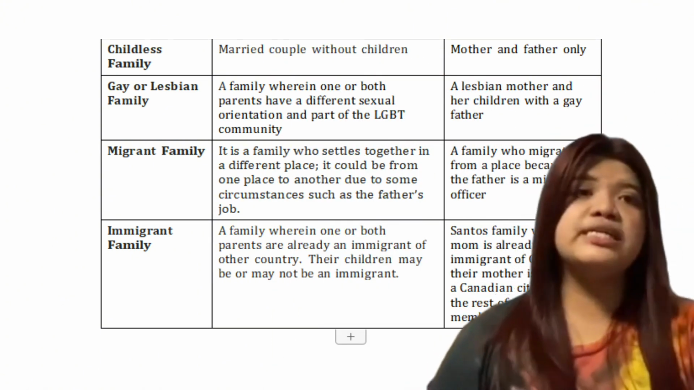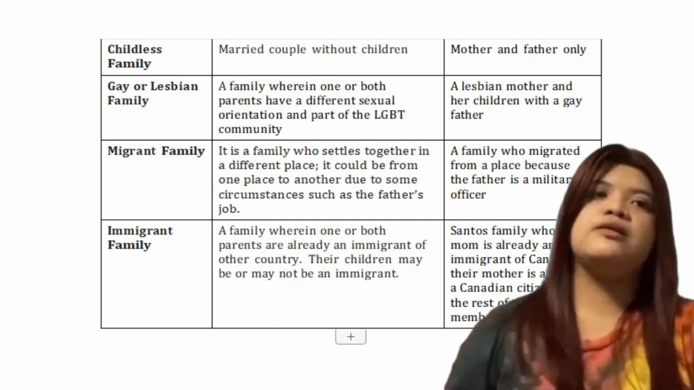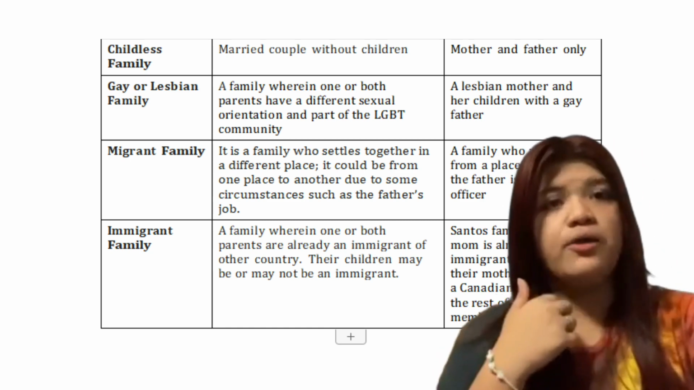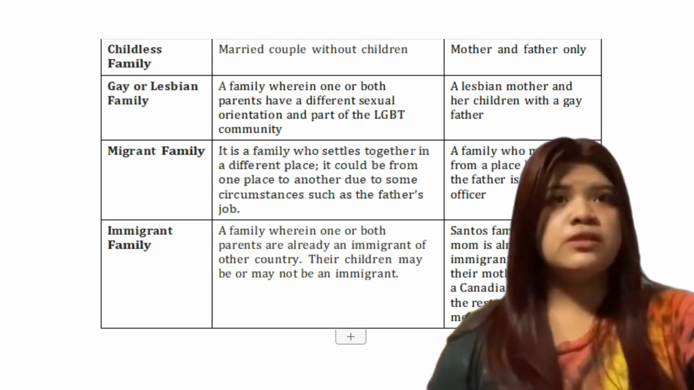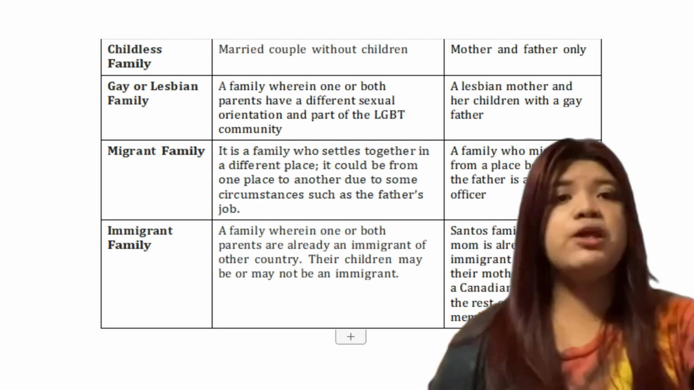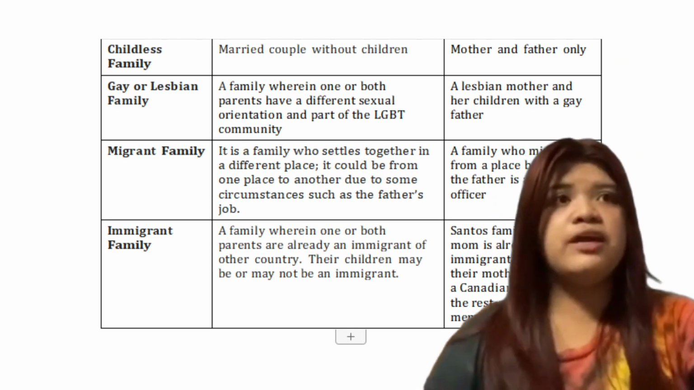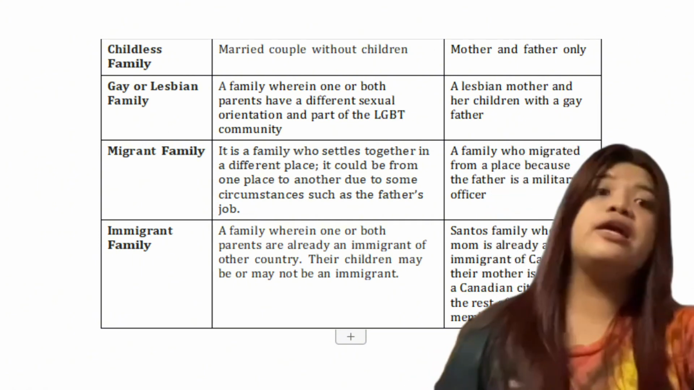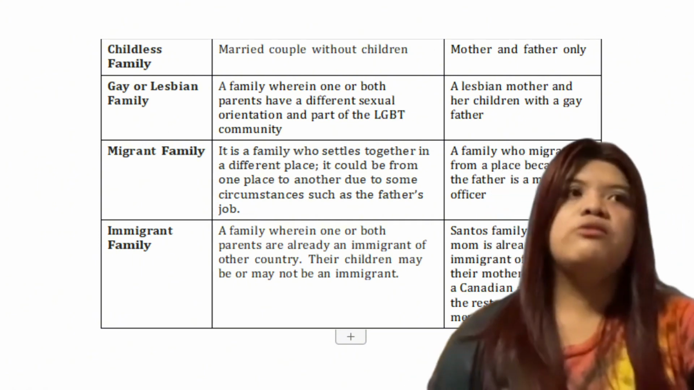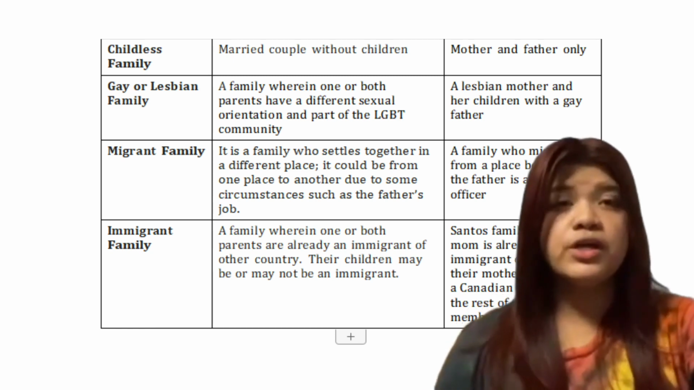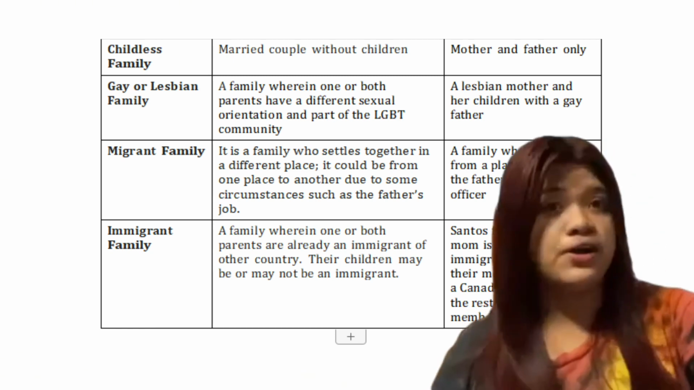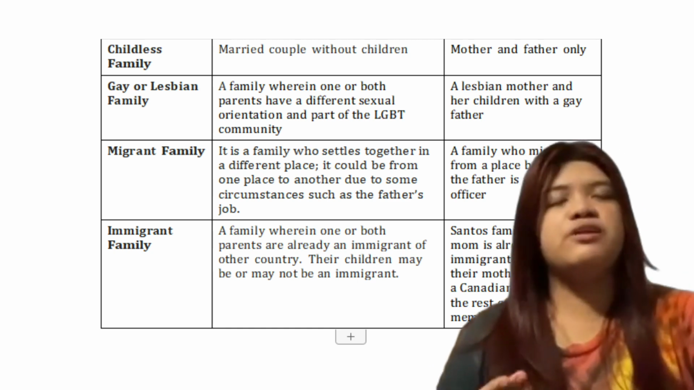The next one is the childless family. It is a married couple without children, so it consists of mother and father only. The next one is the gay or lesbian family. A family where one or both parents have a different sexual orientation and are part of the LGBTQ community. This means you have a lesbian mother and her children, or a gay father. We also have that kind of case.